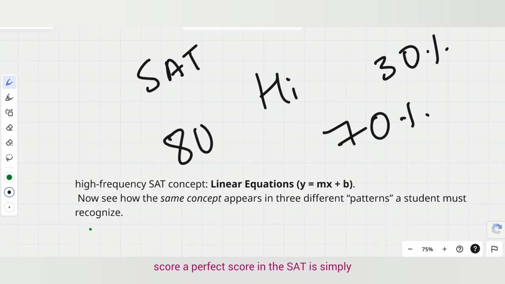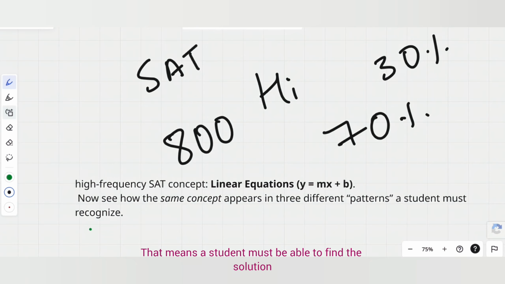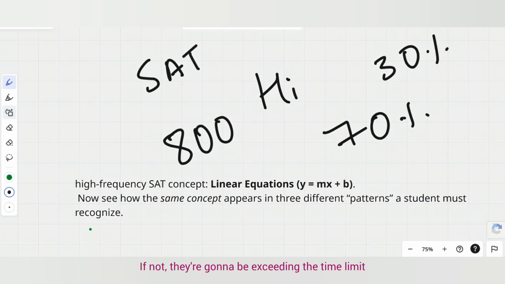A perfect score in the SAT is simply time management. That means a student must be able to find the way to answer the question within the first 5 seconds. If not, they're going to exceed the time limit. So that's what I'm bringing up right here, the smartest move to practice the problems.